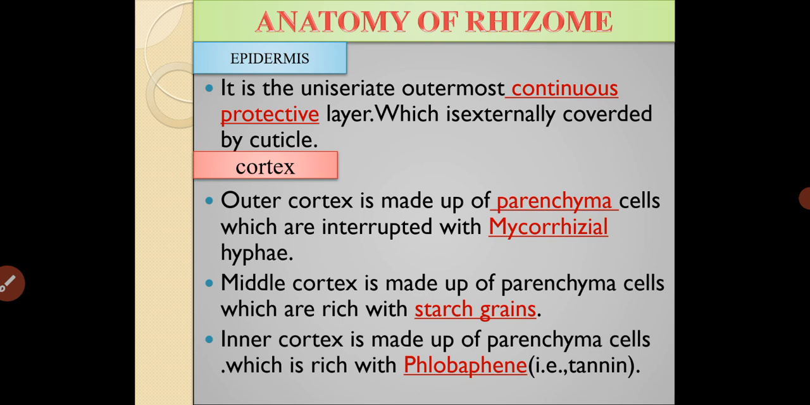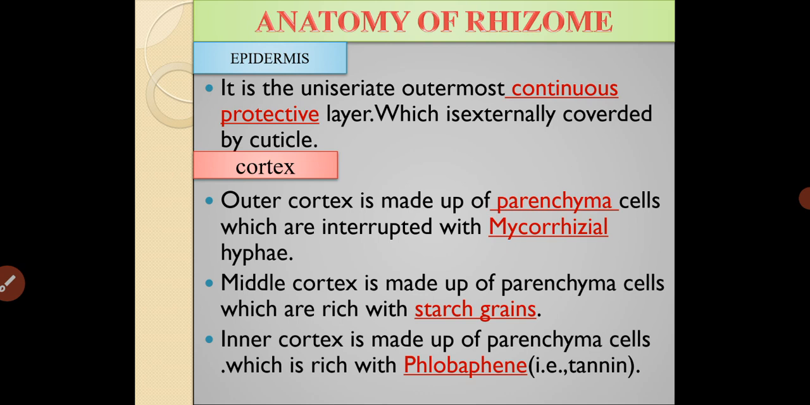Let us move towards the next part of the sporophyte, that is the rhizome. If you take the anatomy of rhizome, it comprises of three regions, that is the epidermis, cortex and stele. It is similar to that of the aerial shoot. Epidermis is the uniseriate outermost continuous protective layer which is externally covered by the cuticle.